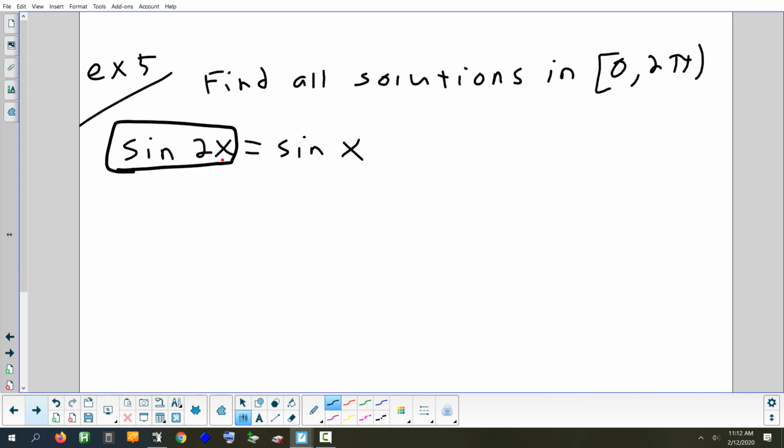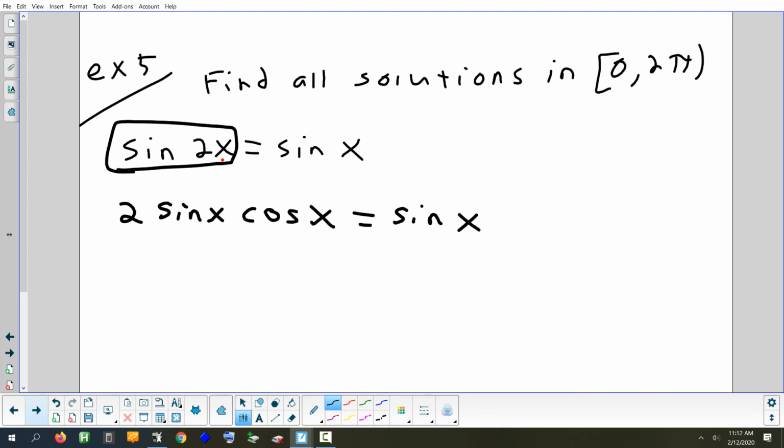What can you change sine 2x to? 2 sine what? Times cosine x. That's from section 7.5. 2 sine cosine. From here, it's going to be super easy. But if you don't see that first step, then you're kind of stuck.